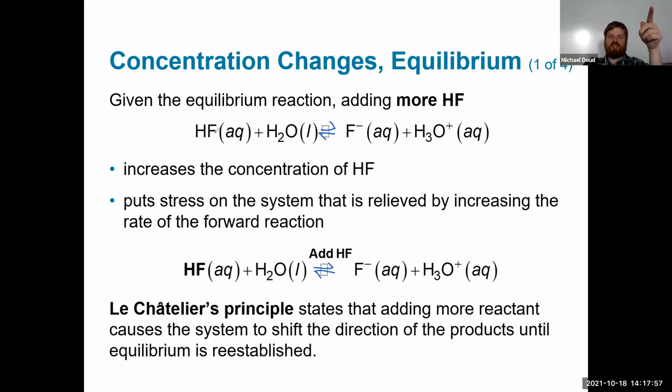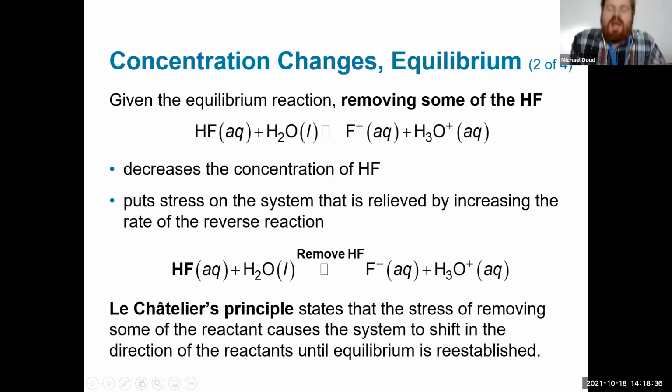Well, we increase the concentration of the reactant HF. So what can happen to balance that out? We're going to send this out of equilibrium. Well, to reduce the concentration of HF, the reaction is going to increase the rate of the forward reaction. So when we add HF, all of a sudden the forward reaction is going to happen faster to give us more of the fluoride ion. So again, Le Chatelier's principle tells us that adding more reactant will cause the system to shift towards the products until you get to equilibrium one more time.